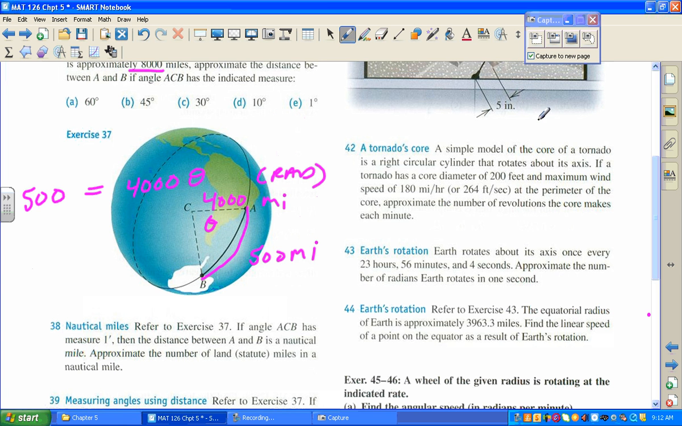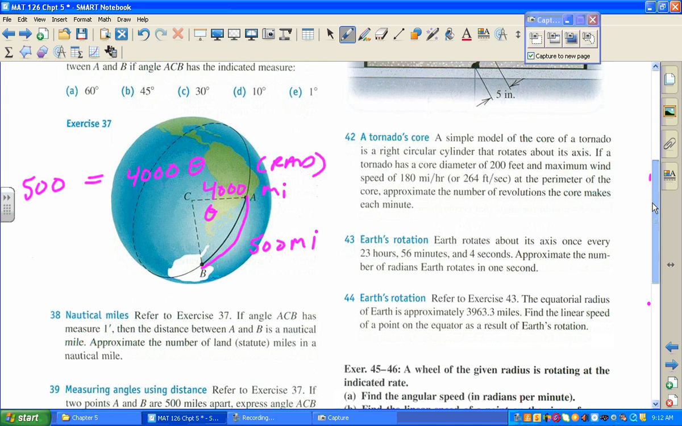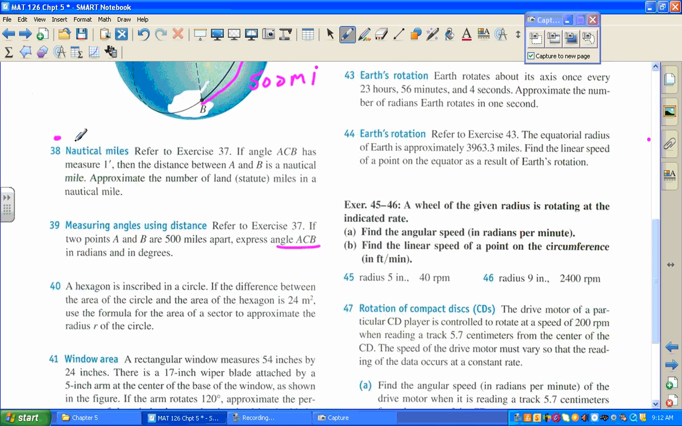Okay, let's look at the diagram this way. You're at the center of the Earth. 4,000 miles up from the center is point B. 4,000 miles up is point A. When you drive, you're actually driving in a small arc that's 500 miles.